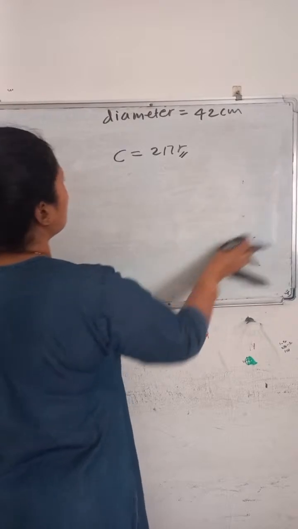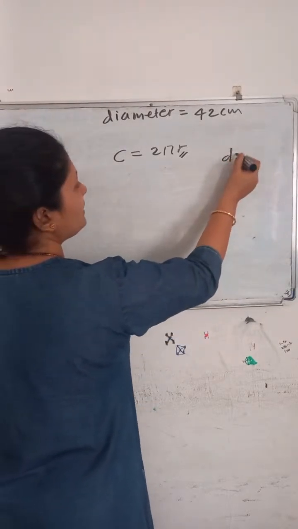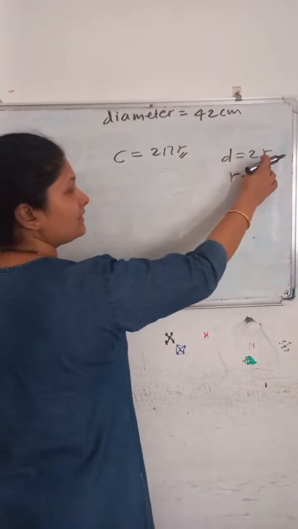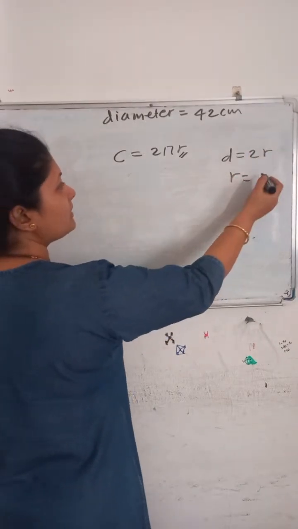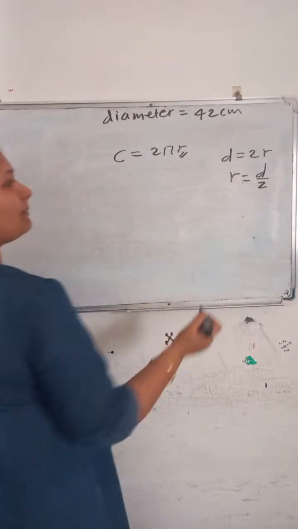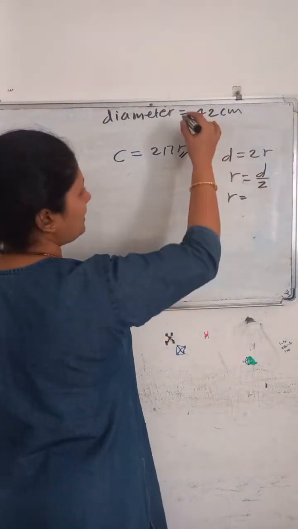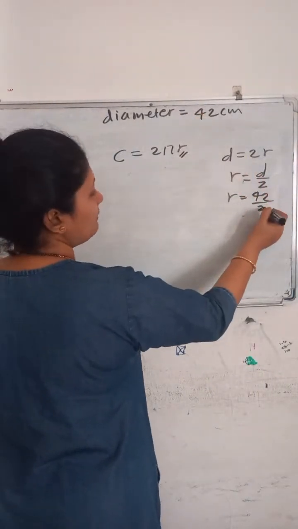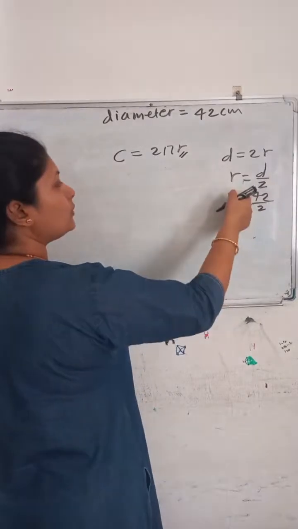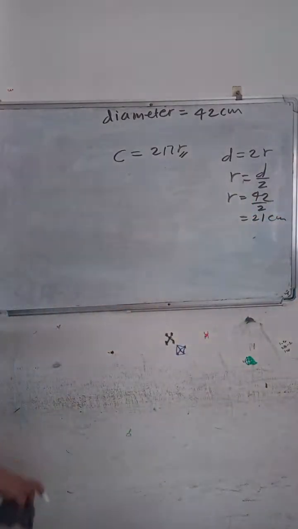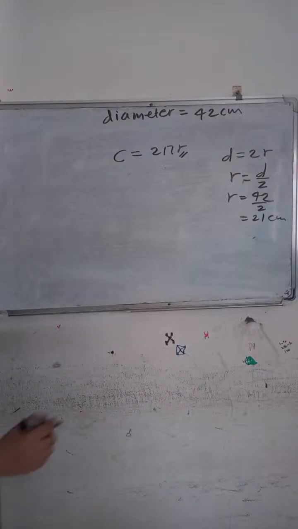Here we know that diameter is nothing but twice r, and if I want the radius, I divide the diameter by 2. So here the diameter is 42, and dividing that by 2, I will get the radius: 21 centimeter. That is the radius.